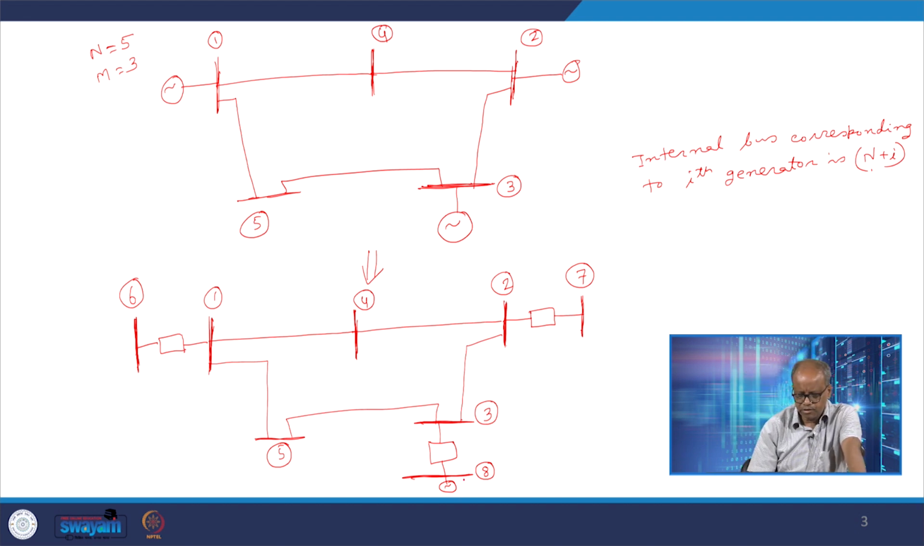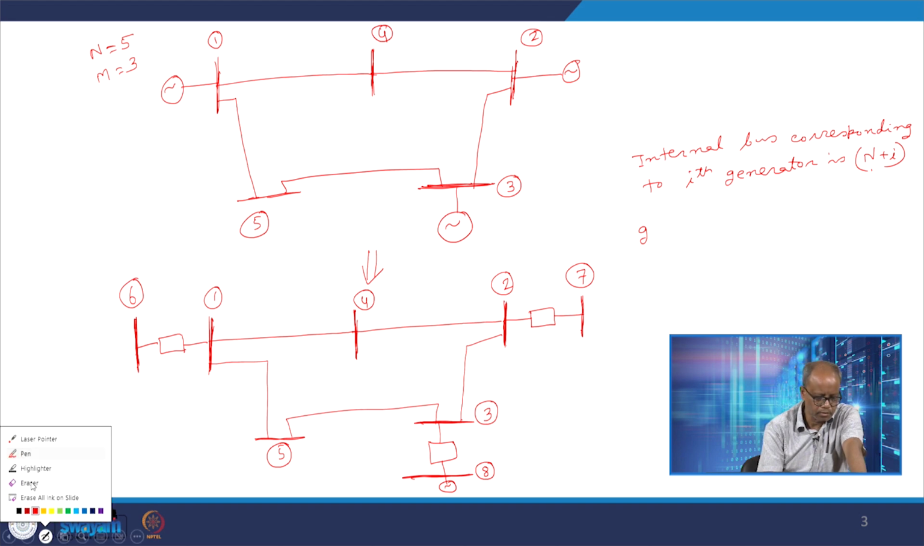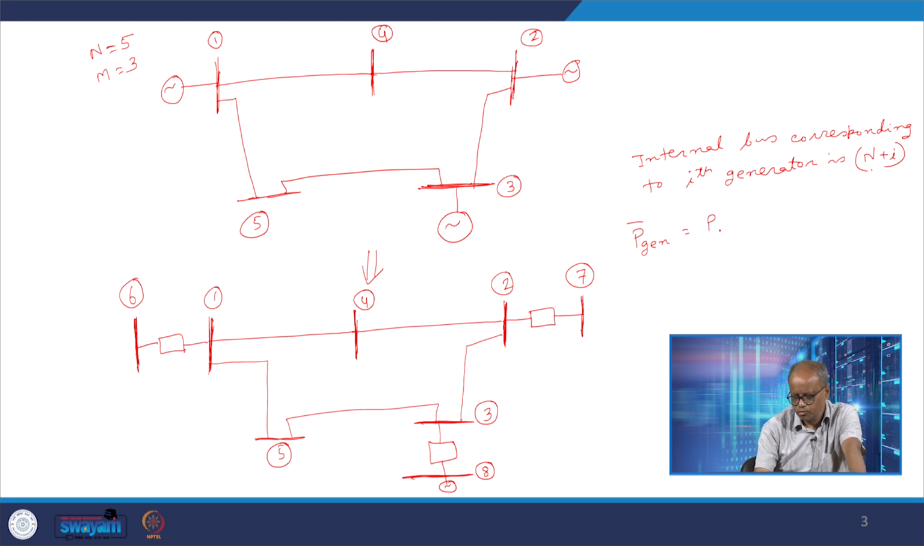Now for this system my Pgen vector is Pgen 2 and Pgen 3. That is my Pgen vector. Okay.